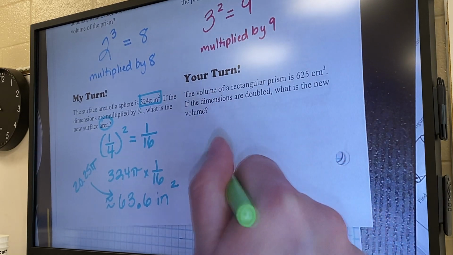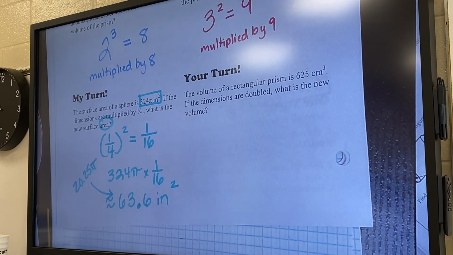Are y'all doing this one? Yeah. Okay. Doubled volume.